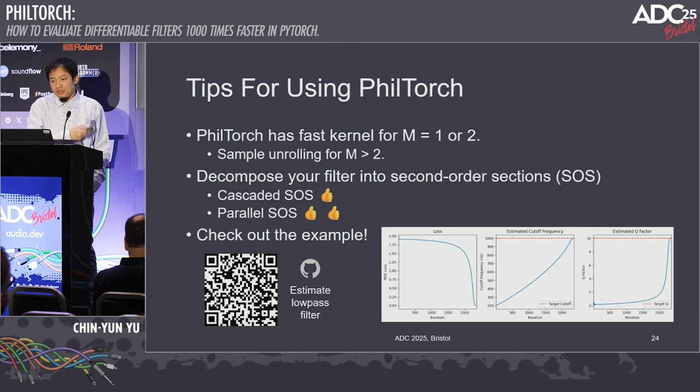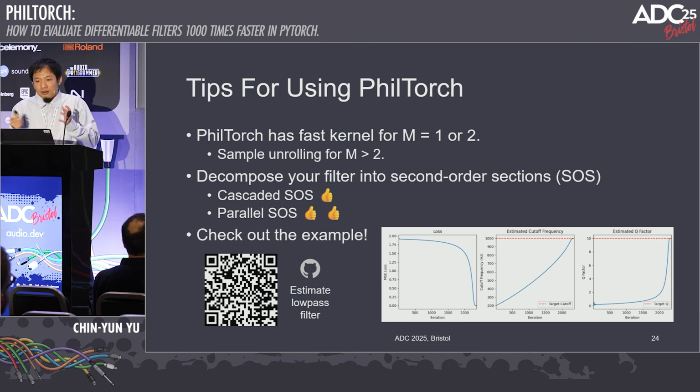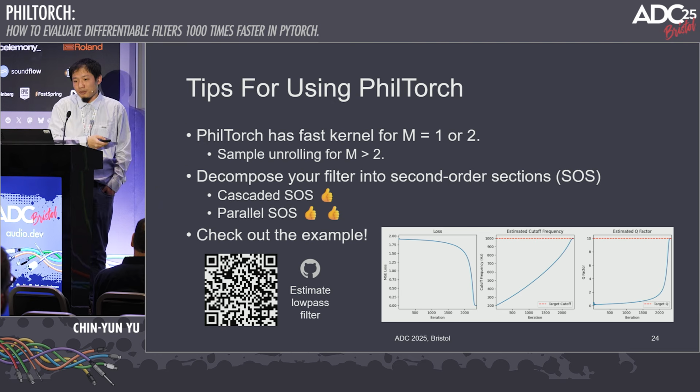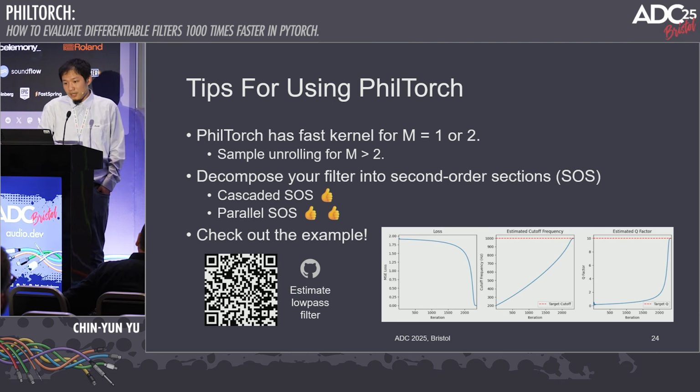Finally, some tips for using PhilTorch. Currently, it has very optimized kernels for first and second order filters, which is enough to compose any higher order filters. You can use either cascaded second order sections or even parallel second order sections. That will be the fastest one.